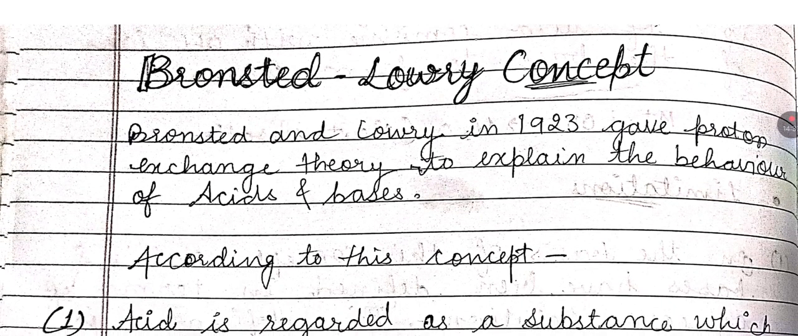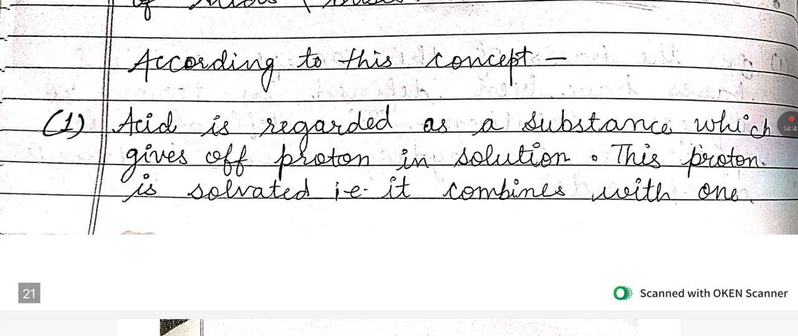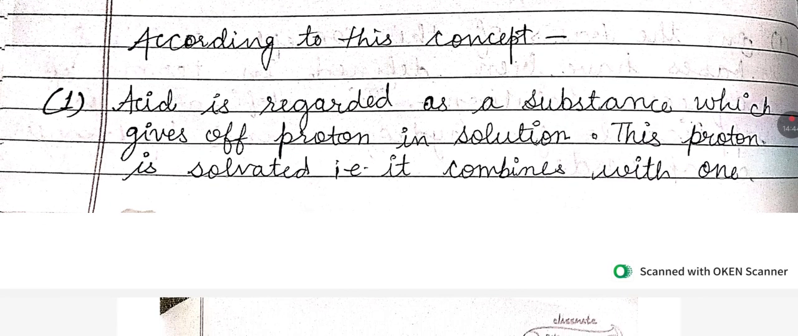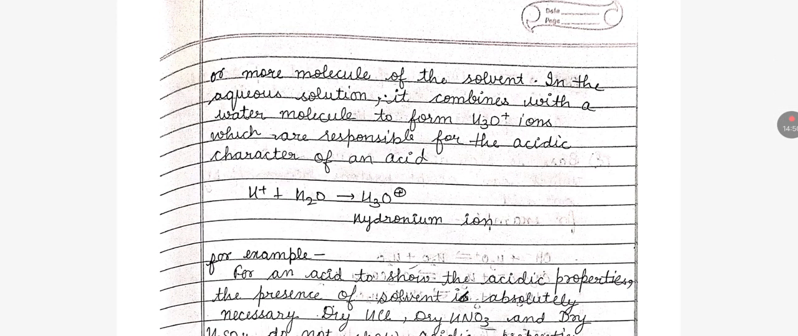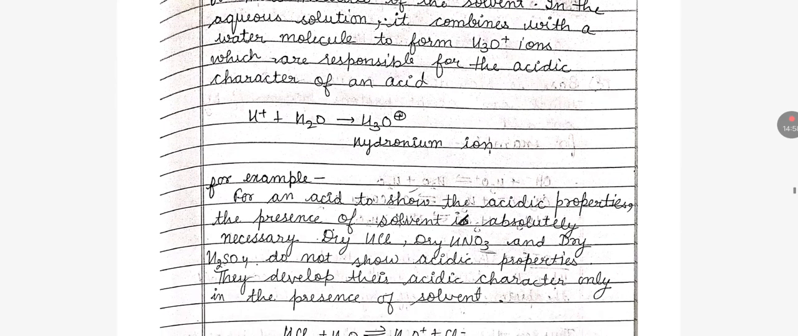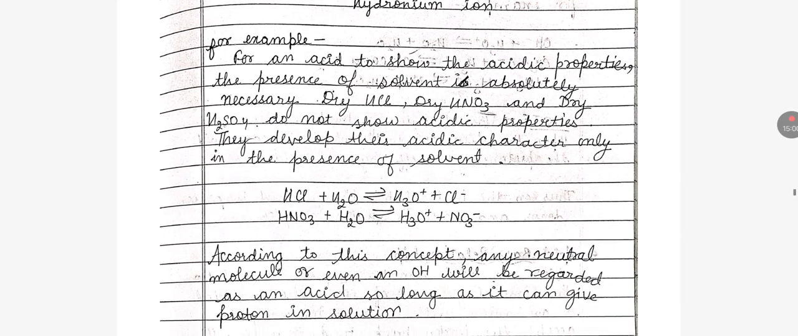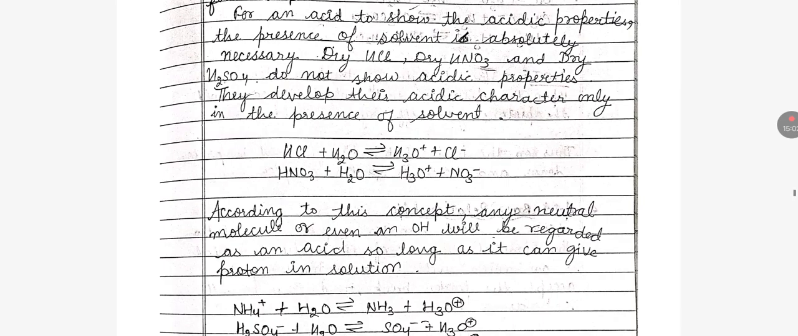What is acid and base? According to Bronsted-Lowry concept, acid is regarded as a substance which gives off proton in solution. This proton is solvated, that is combined with one or more molecules of the solvent. In the aqueous solution, it combines with water molecule to form H3O+ ions, which are responsible for acidic character of acid. Here is an example.